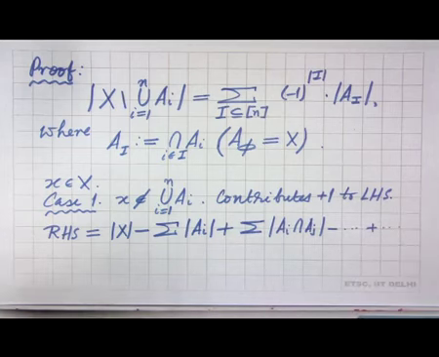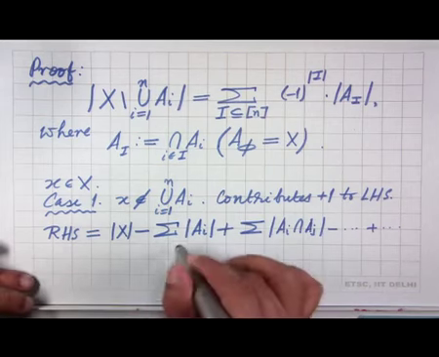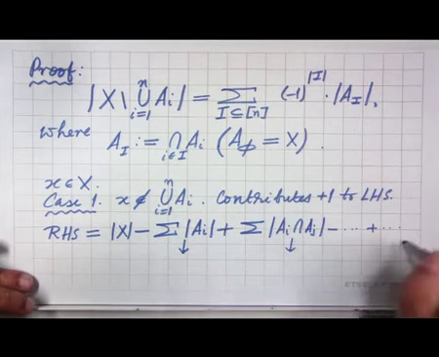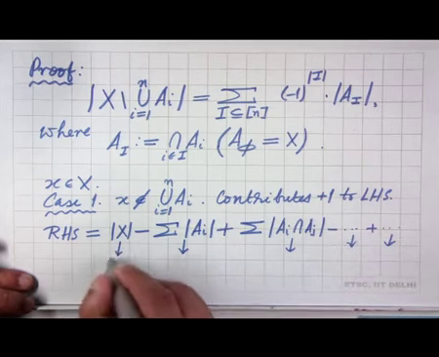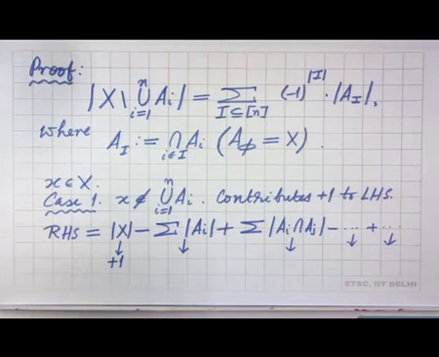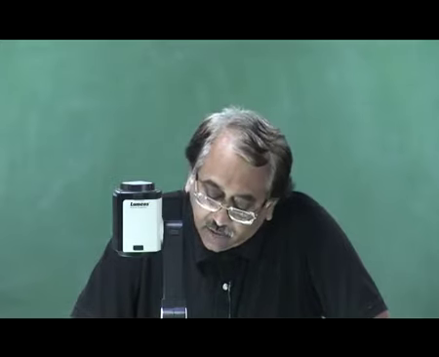For case 1, this is enough for me to write down. Now, x is in none of the AIs. Therefore, it will contribute nothing to this, to this, to this, or to this, and only contribute something to this. And what will it contribute? Contribute 1 to X, because every x is an x. Every x is in the set X. So therefore, the contribution of any element x which is in none of the AIs is precisely the same to the left-hand side and the right-hand side. Therefore, I'm done for those x's which belong to none of the AIs.